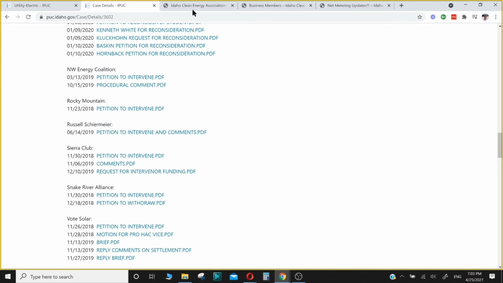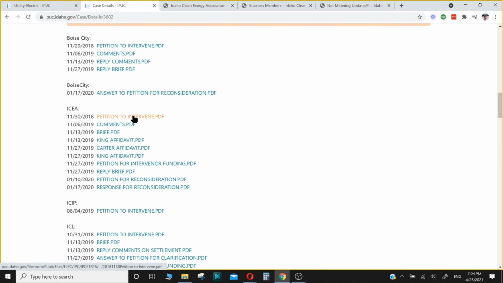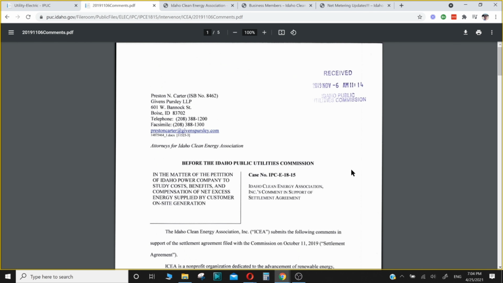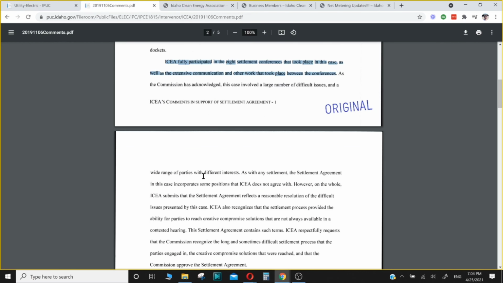So who is the ICEA? This is the organization in Idaho that purports to speak for the industry in this case. So on this case, we can go to the ICEA's petition to intervene, their comments, their brief. Mr. King, who's the president of the ICEA, Mr. Carter, who is their lawyer, and an affidavit, and then they filed a petition for reconsideration. They got intervener funding. But if we, let's say, go to their comments here in November of 2019, we can see exactly what they said and what they filed. It's a nonprofit for renewable energy, associated technologies, participated in 8 settlement conferences. This is important because at these conferences, the public didn't know what was being said. There were non-disclosures, and even myself working in the industry didn't know what was happening behind closed doors.